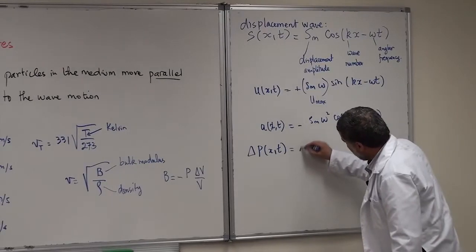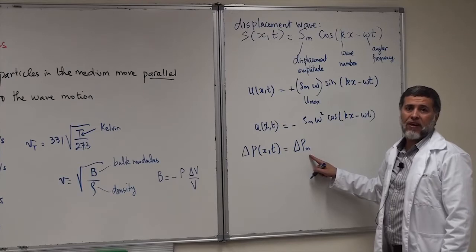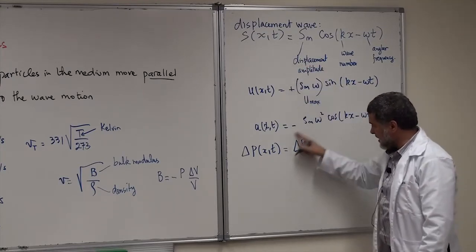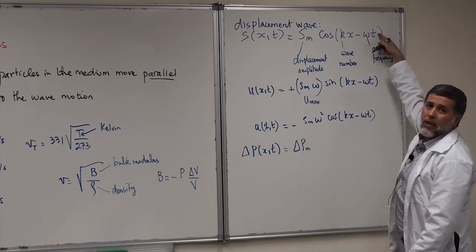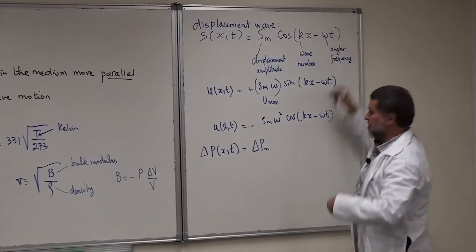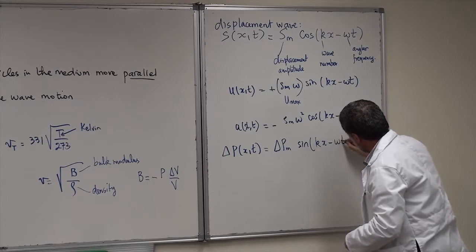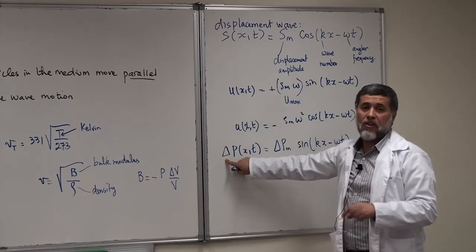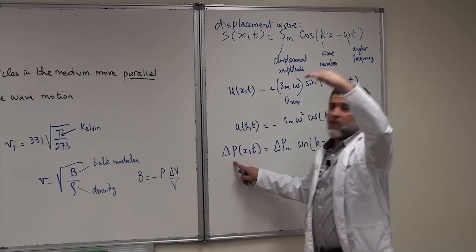So I'm going to write now, I'm going to call this delta PM. That's the maximum pressure variation, like Sm, the displacement amplitude. Then the cosine, if you add pi over 2 here, becomes the sine, okay? So there will be a sine(kx minus omega t). That's the equation for the pressure variation. Variation from where? From the normal state. So this delta P can be positive and can be negative.